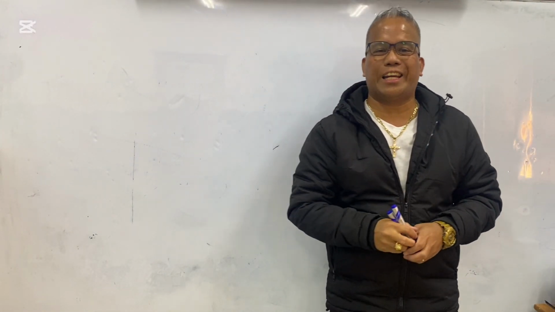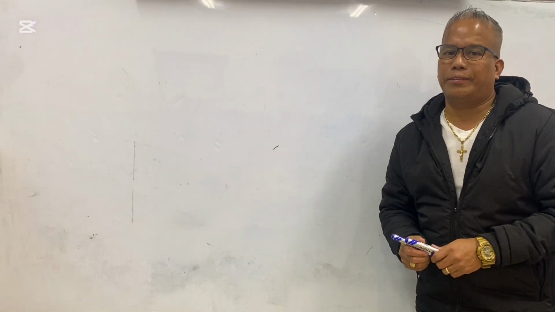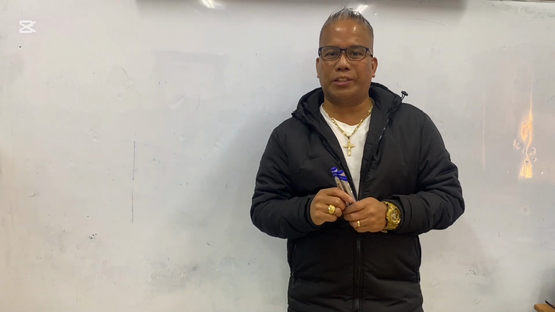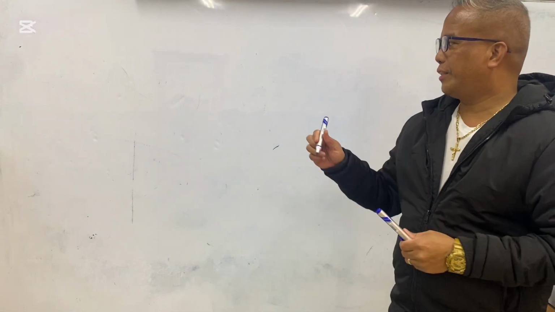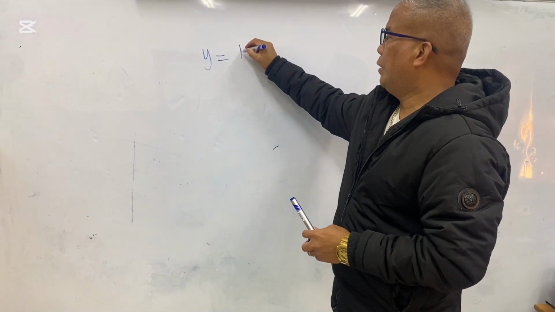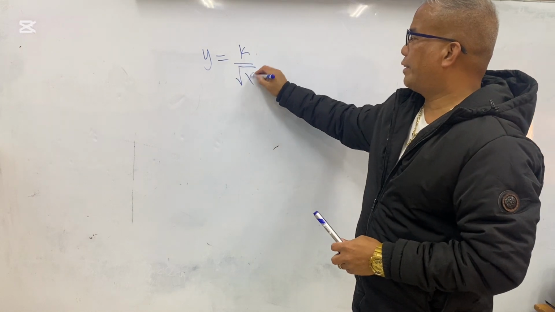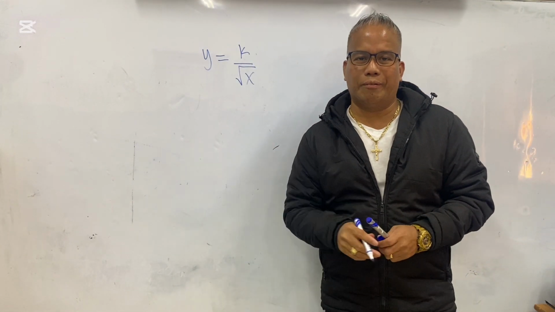Question number 9. If y varies inversely with the square root of x and y equals 6 when x equals 9, what is the value of y when x equals 36? Analyze the question. If y varies inversely as the square root of x, we have the formula y equals k over square root of x. So this is now the formula.